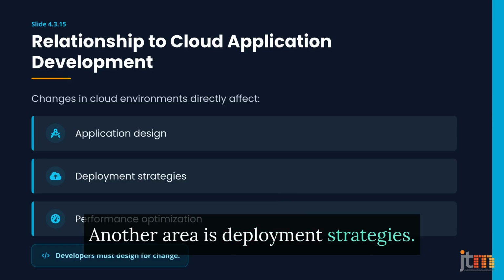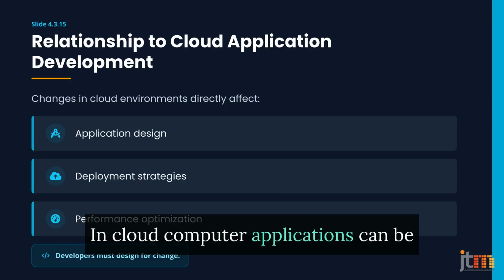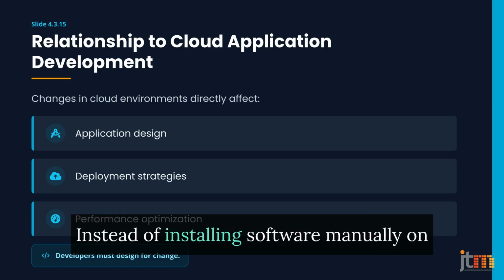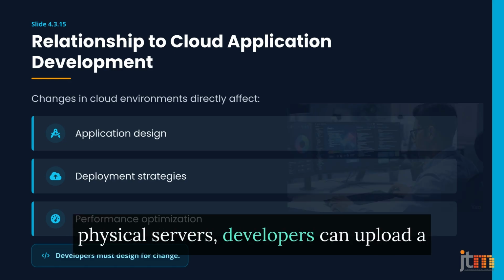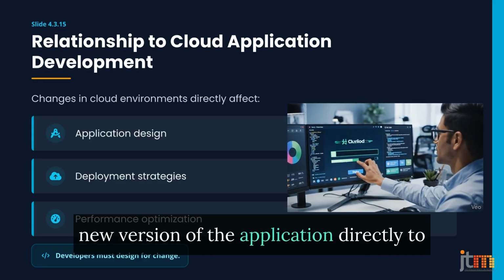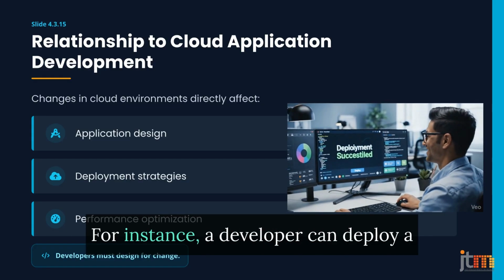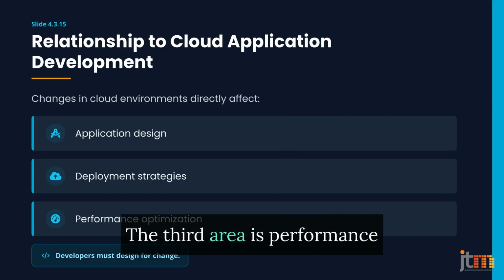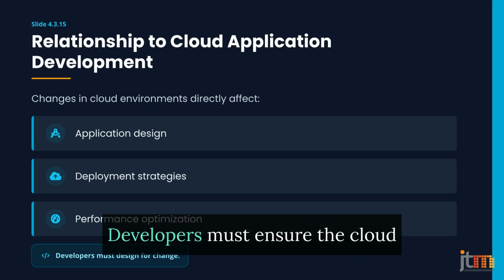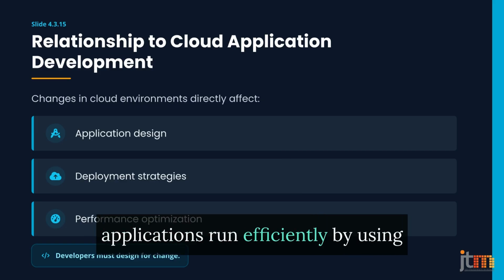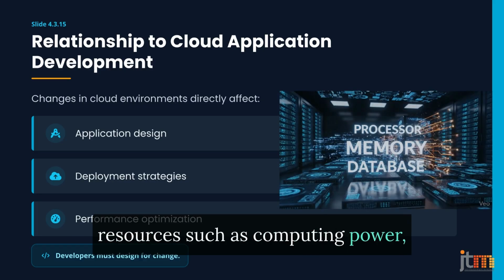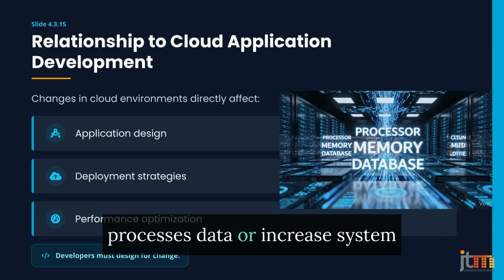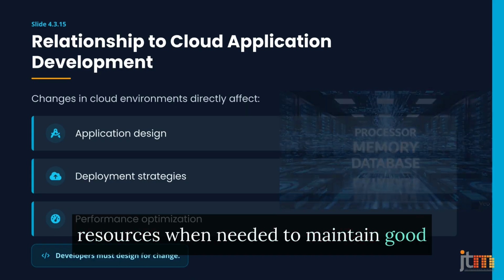Another area is deployment strategies. In cloud computing, applications can be updated and deployed much faster than in traditional IT environments. Instead of installing software manually on physical servers, developers can upload a new version of the application directly to the cloud platform. For instance, a developer can deploy a new update to a web application on Google Cloud within minutes. The third area is performance optimization. Developers must ensure that cloud applications run efficiently by using resources such as computing power, memory, and storage wisely. They may adjust how the application processes data or increase system resources when needed to maintain good performance.